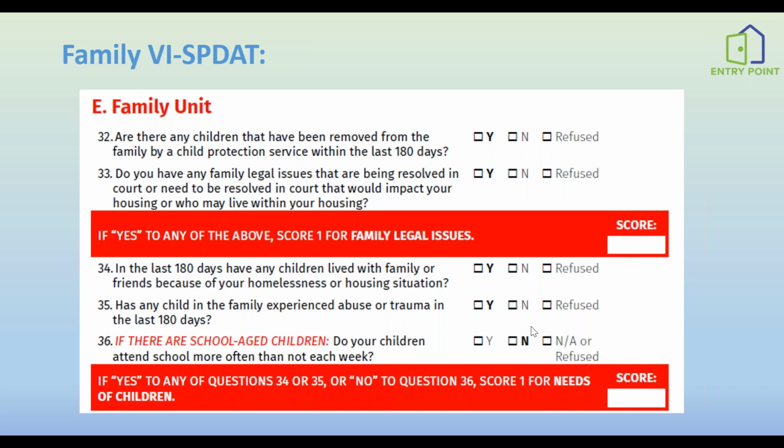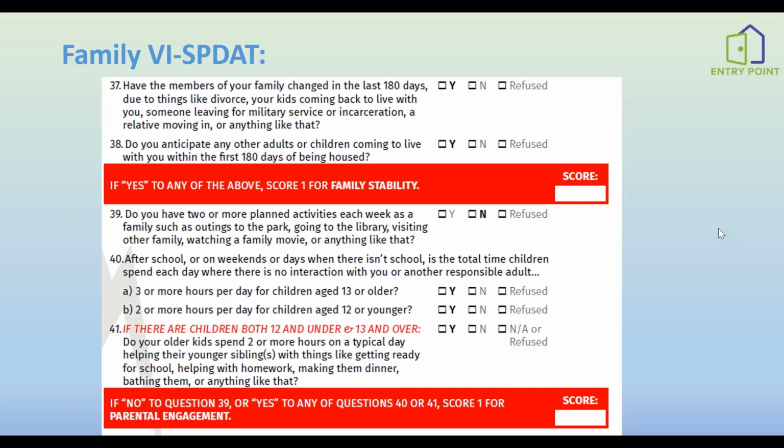34 gets at what we were talking about. Have any of the children lived with family or friends because of homelessness? And so on. Question 36 is looking at whether the children attend school more often than not each week. One of the most stable places kids can be is school. They can get food and other supportive adults and things like that there. So if their school is being disrupted by homelessness, that's a big risk factor for that family.